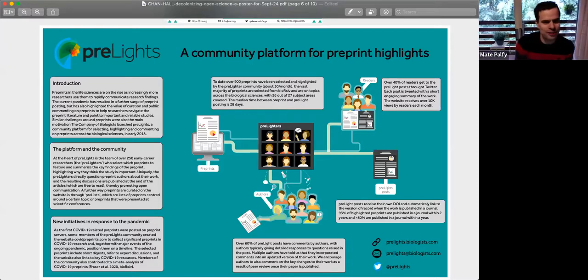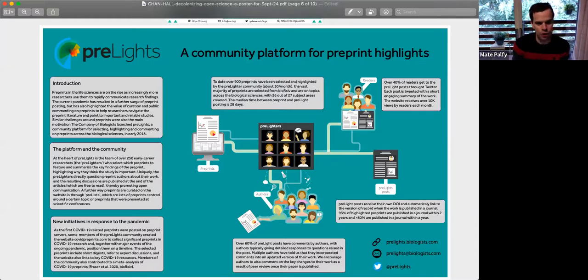So one of the main ways is, of course, through Twitter. All of these preprint highlights come with a tweetable summary. We ask these early career researchers to make a snappy, engaging, one-sentence summary of the work. This is then always tweeted with, for example, a figure of the preprint. I think around 40% of the readers come to our website through Twitter.